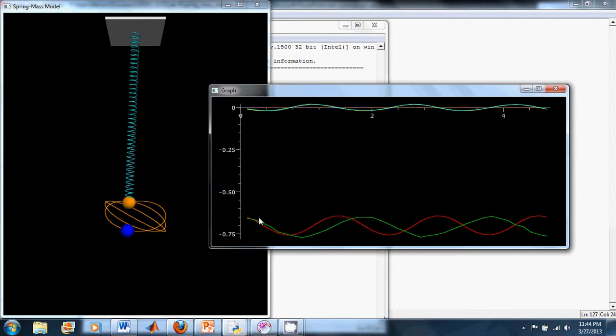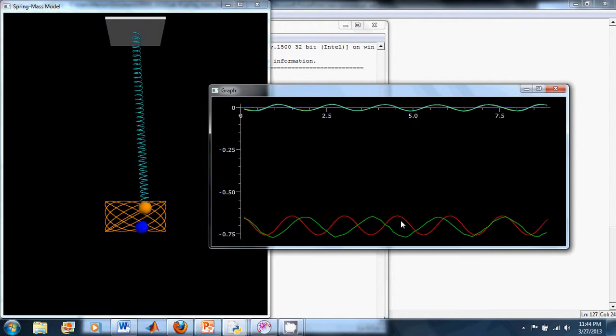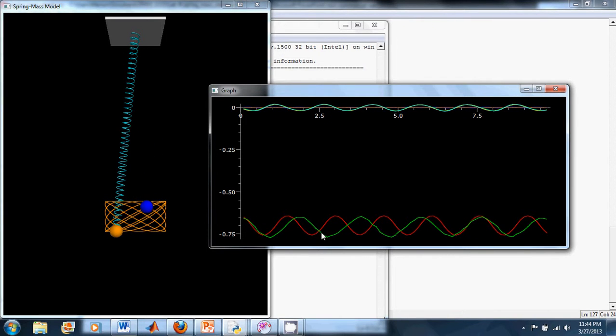The red line is the predicted data from VPython. The green line is the Tracker data. The orange line up here is the work, which should be equal to 0 because there's no work done by the surroundings.